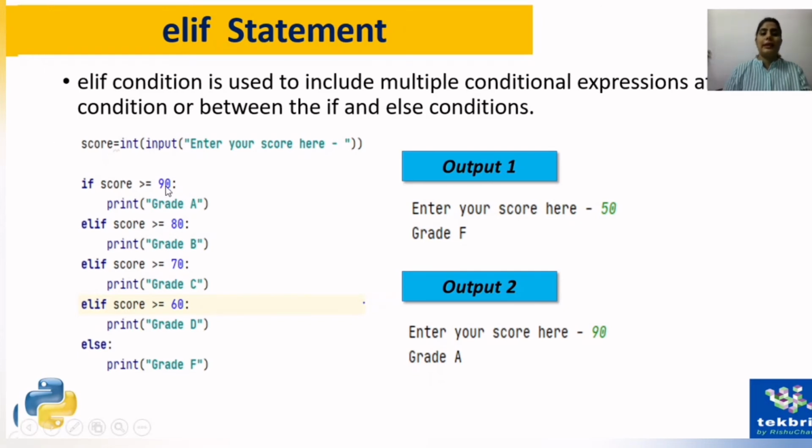If the score is greater than 90, print grade A. Otherwise, if the score is greater than 80, grade B. Otherwise, if the score is greater than 70, grade C, then 60, grade D, or the last condition, that is else, and that is grade F. So we have a number of conditions here. The first condition is in if, otherwise elif, then the second elif, then the third elif, and the last one is else. So if none of the conditions is true, then the cursor will automatically come to the else block, right? So we will see an example also.